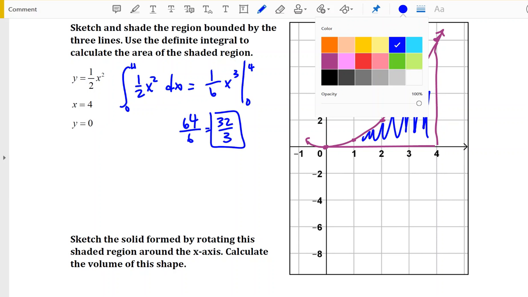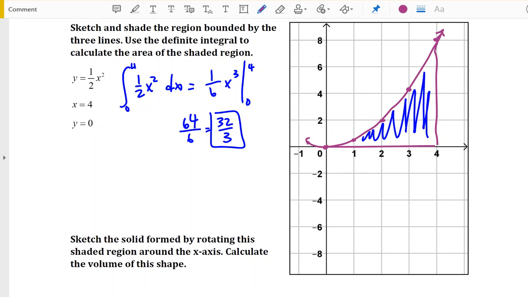Next question asks us to imagine the shape and try and sketch it if we were to take this region and rotate it around the x-axis. So when it shows up here below the x-axis, we know it's going to look like a reflection of the parabola. So we'll draw a reflection of the parabola here.